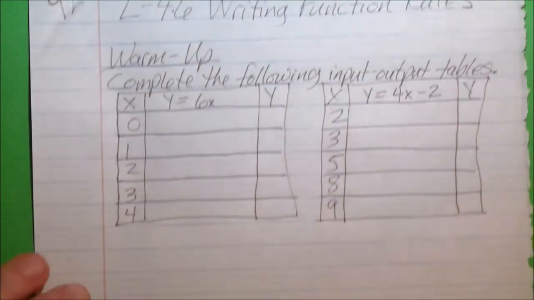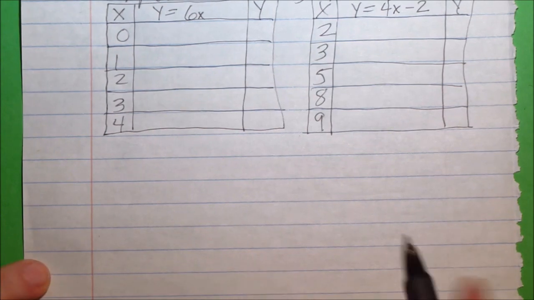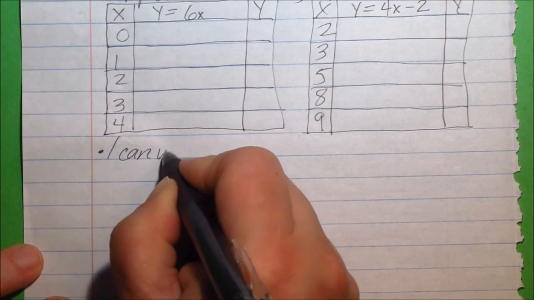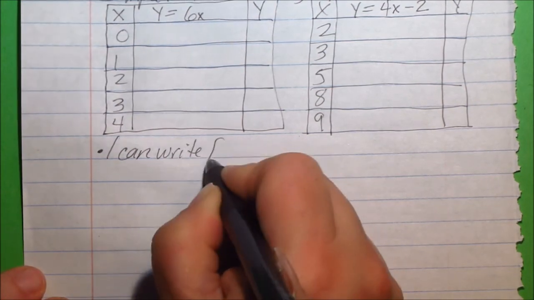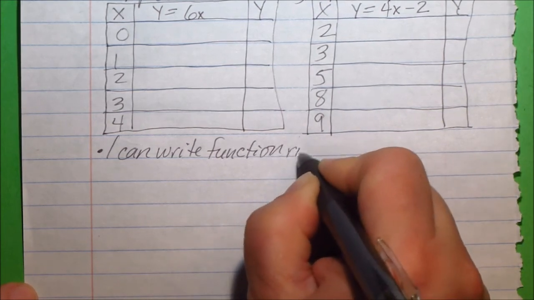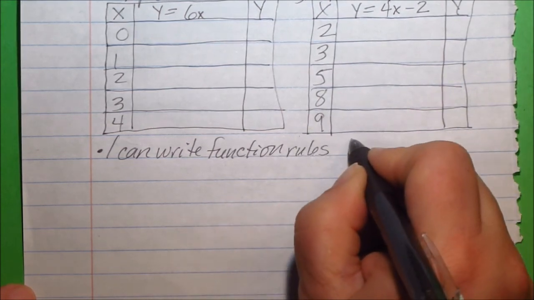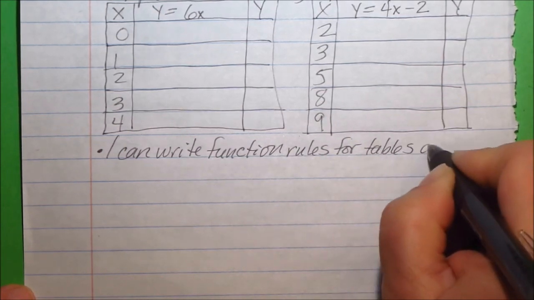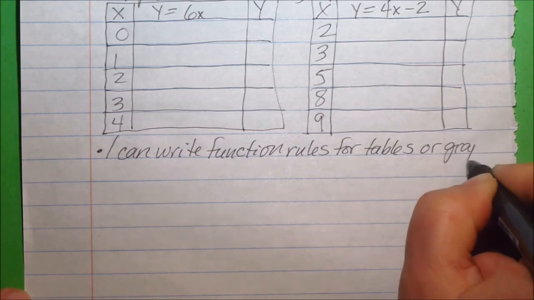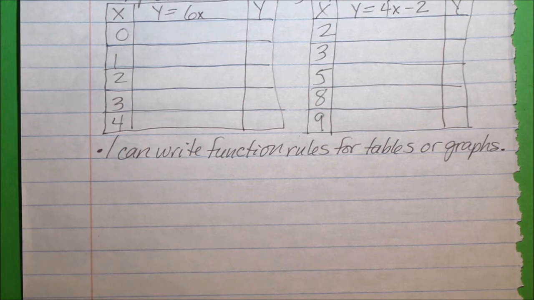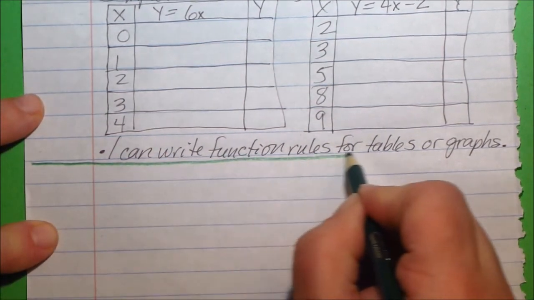So let's get on with our I can statement. All right, our I can statement, what we will be learning in this lesson is I can write function rules for tables or graphs. I can write function rules for tables or graphs. All right. Okay, so dark green pencil all the way across.